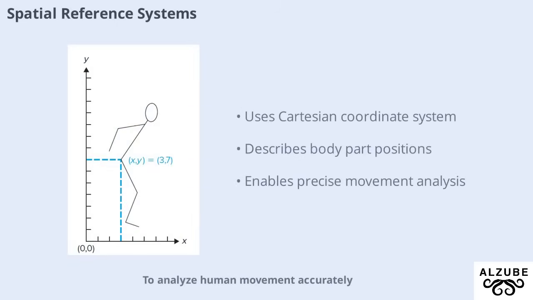To analyze human movement accurately, biomechanists use spatial reference systems. These systems provide a standardized way to describe the position and motion of body parts. The most common system is the Cartesian coordinate system, which uses x, y, and sometimes z axes to pinpoint locations in space. For example, when analyzing a runner's stride, the position of the hip joint can be measured along the x and y axes in 2 dimensions. For more complex movements like a gymnast's flip, the z-axis is added for 3-dimensional analysis.